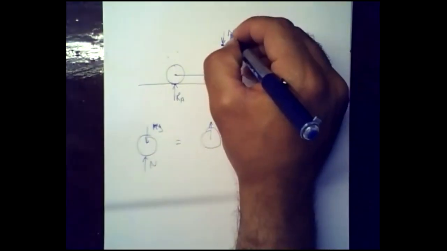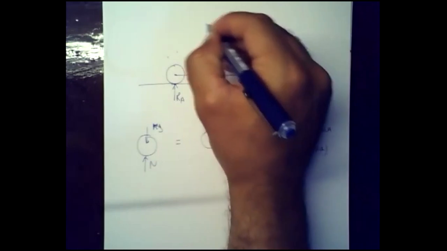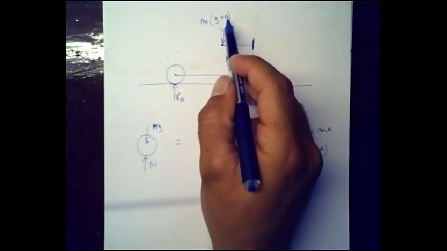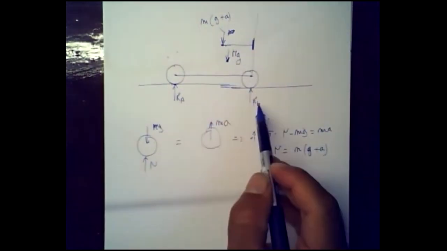So let us quickly simplify that, and here that force, we know, is going to be m(g + a). So we're trying to find the maximum value for a, so that neither RA nor RB will exceed the value of 600 Newton.